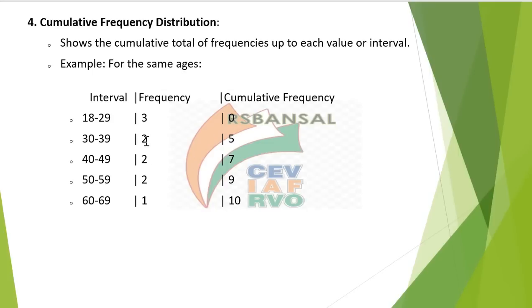40 to 49, 3 plus 2 plus 2, 7. Similarly, 50 to 59, 7 plus 2, 9. Then from 60 to 69, 9 plus 1, 10. And if you represent it in this form, it is called cumulative frequency distribution.